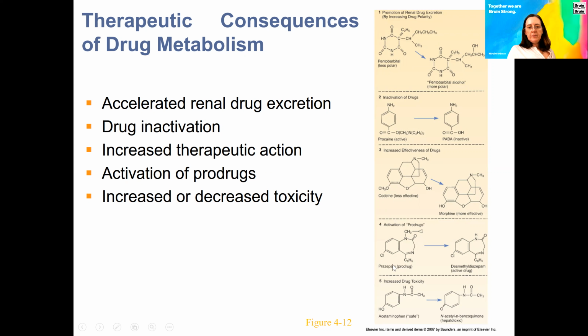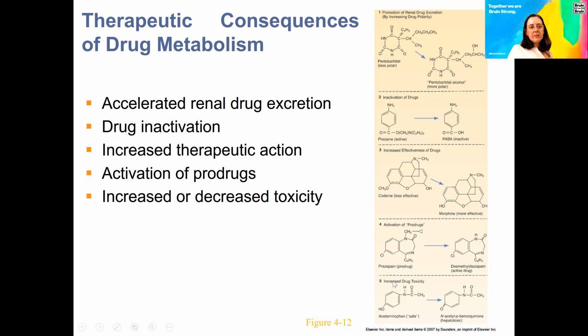So here is an example. This is prazepam that is metabolized into desmethyldiazepam. Desmethyldiazepam is the active drug. And that's why a prodrug doesn't have any effect and it has to be converted into the active drug. And so these are anxiolytics and they also have some sleep aid effect. And so for prazepam to be active, it has to be metabolized.